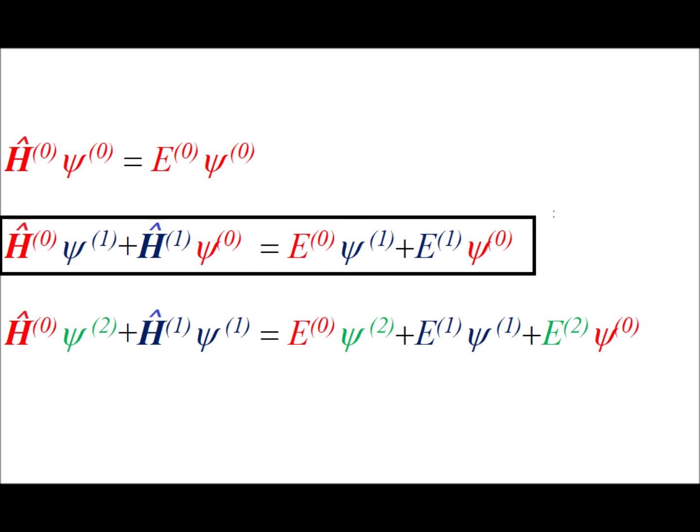If we collect the coefficients of the first power of the perturbation lambda, we get the second line shown in the box, which includes the perturbed and unperturbed Hamiltonians H1 and H0, the unperturbed energy E0 and the first order correction to it, E1, the unperturbed wave function psi 0, and the first order correction to it, psi 1.